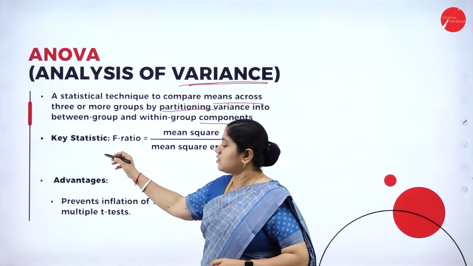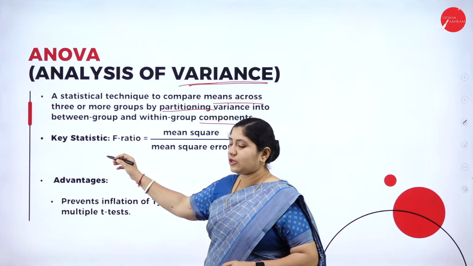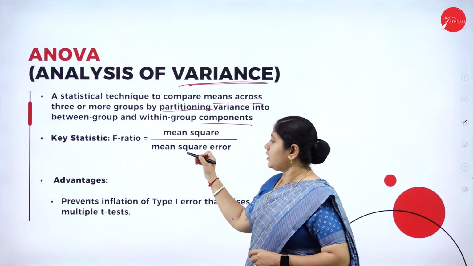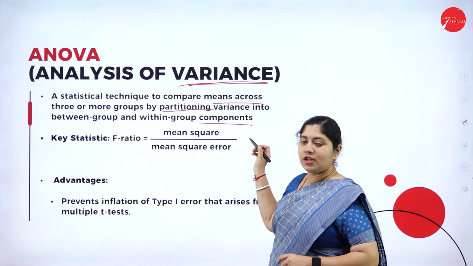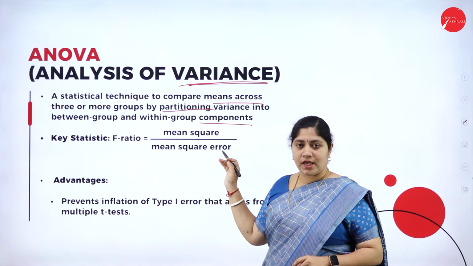So now let's see what is this F ratio. F ratio with respect to our ANOVA. So that is mean square of different variables whole divided by the mean square errors.